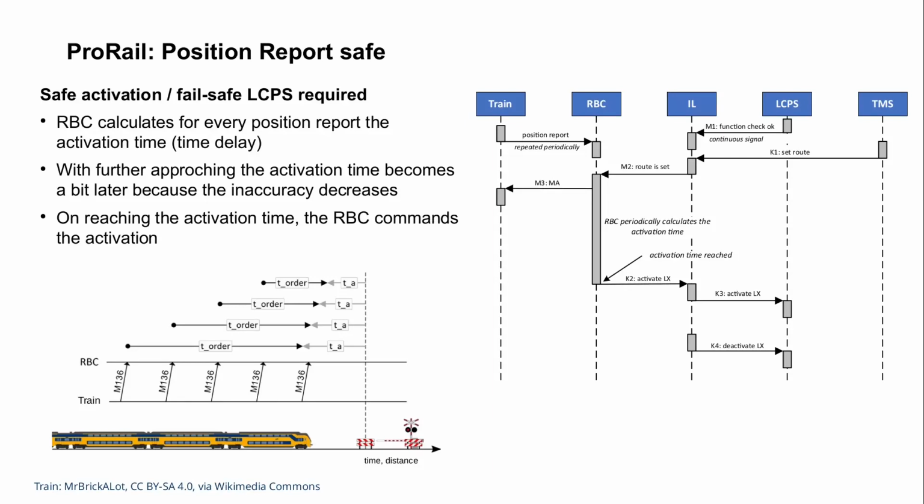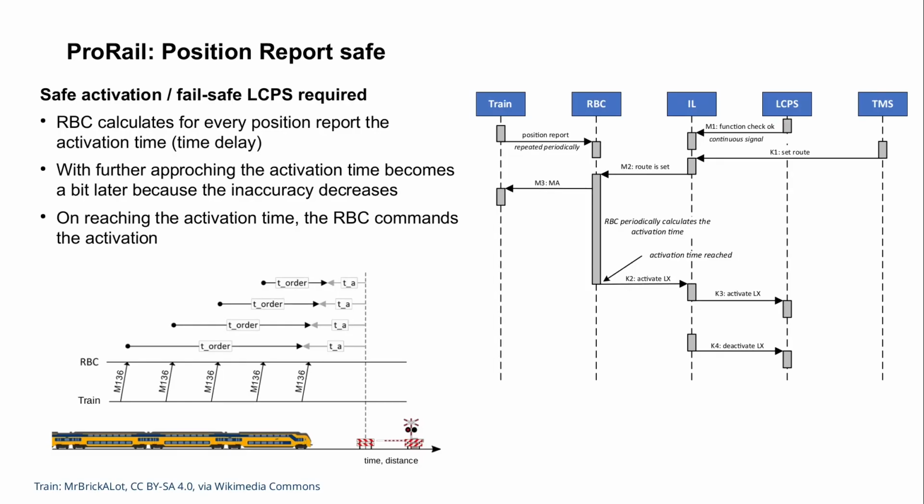In the sequence diagram, the TMS commands the interlocking to set the route over the level crossing. The interlocking sets the route and reports this to the RBC. The RBC then calculates the activation time of the level crossing for the first time, and issues an MA to the train. The calculation is repeated for each subsequent position report. When the activation time is reached, the RBC commands the activation of the LCPS to the interlocking. The interlocking forwards the command to the LCPS, which activates.